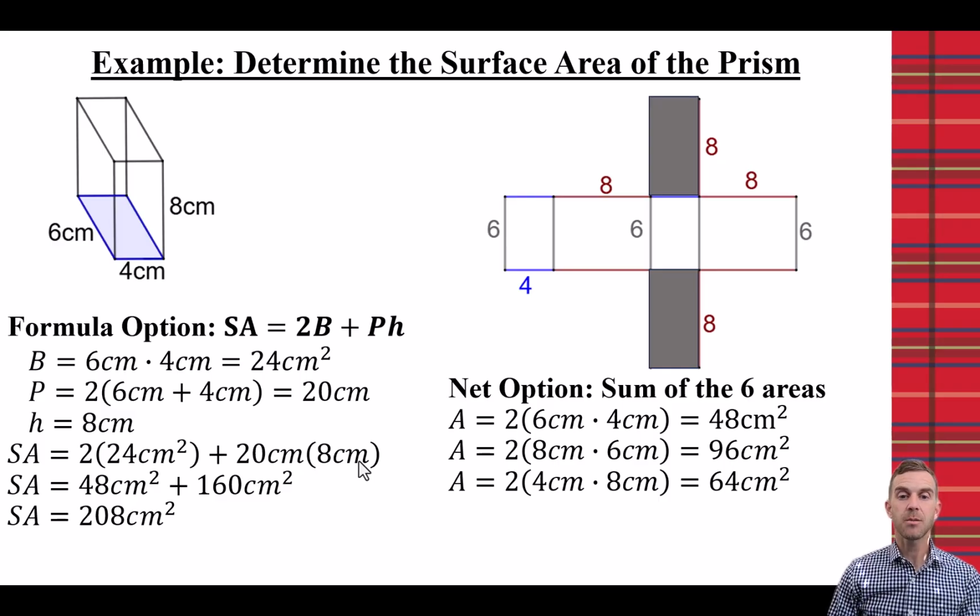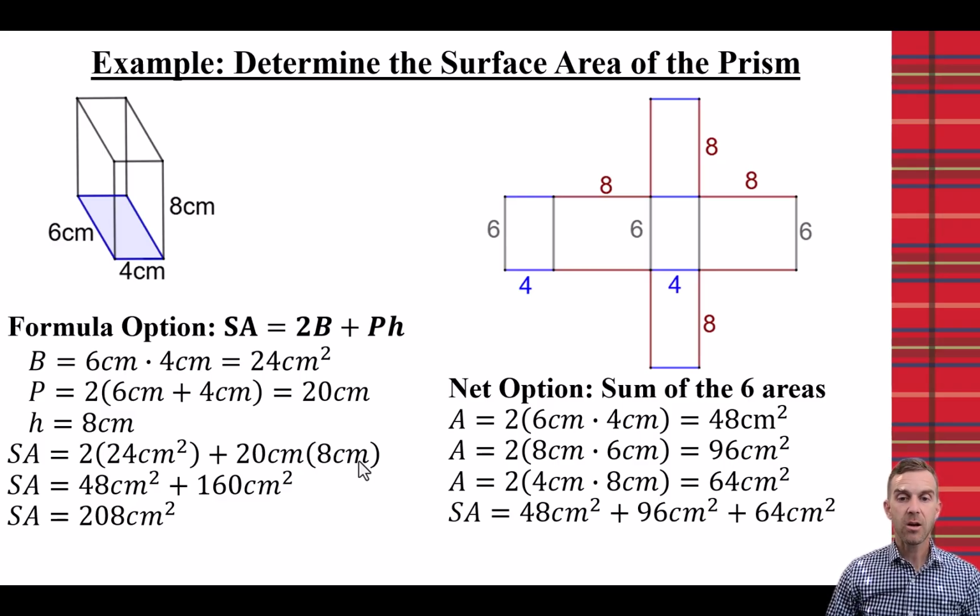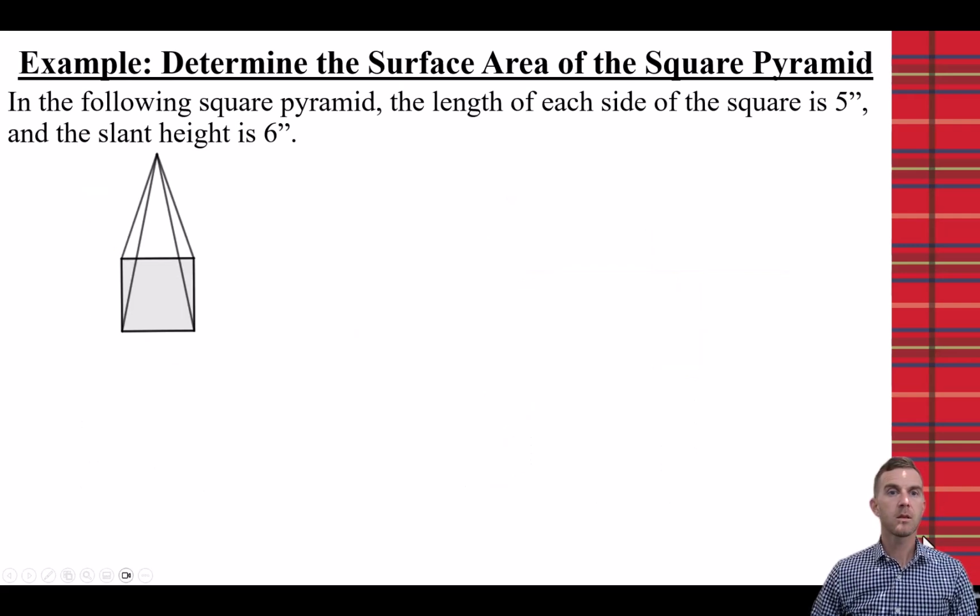Now if I add up all of those areas together, I will get that the surface area is again 208 square centimeters. So either method will work to help us determine the surface area. Now say that we want to find the surface area of this square pyramid where we know that the length of each side of the square is 5 inches and the slant height is 6 inches.